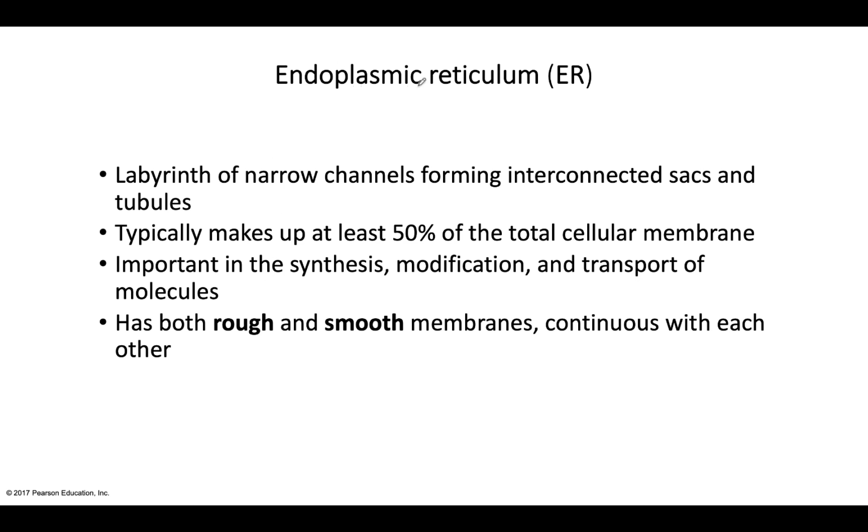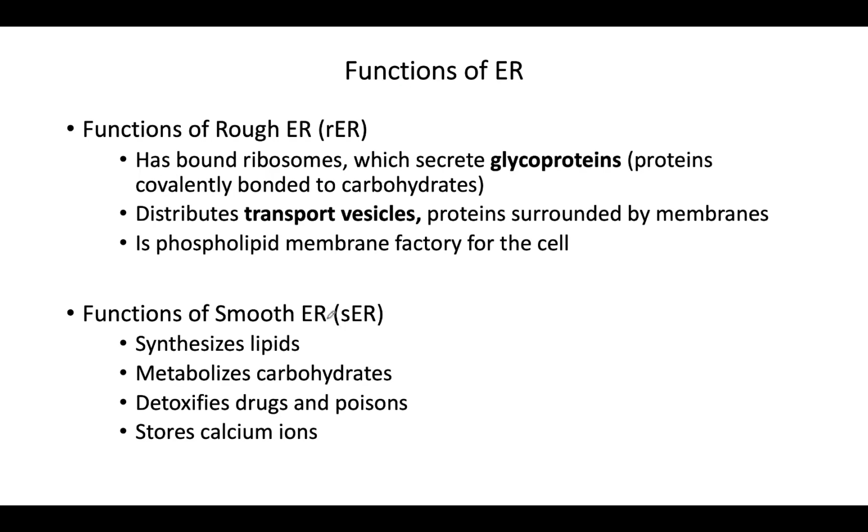ER, as we can easily call it, has both rough ER and smooth ER, depending on the presence or absence of ribosomes. Function of ER. First, rough ER has ribosomes attached and secretes glycoprotein. So rough ER produces protein, glycoprotein. Rough ER distributes transport vesicles. Rough ER makes the phospholipid bilayer. I told you 50% of a membrane comes from ER. Therefore, rough ER is the phospholipid membrane factory for the cell.